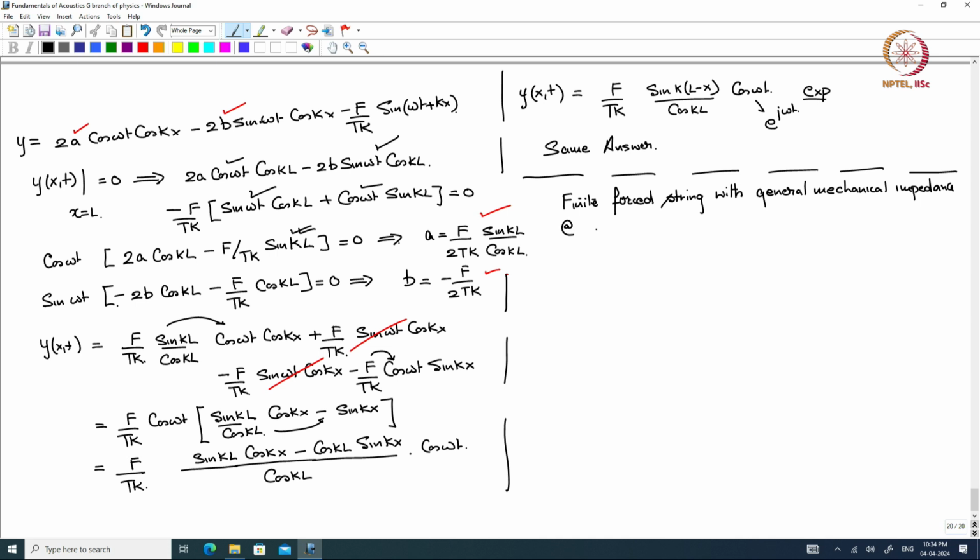At x equal to L, okay. So what I have is a string, with some general impedance at the end, x equal to L, and at x equal to 0, I still have my force.